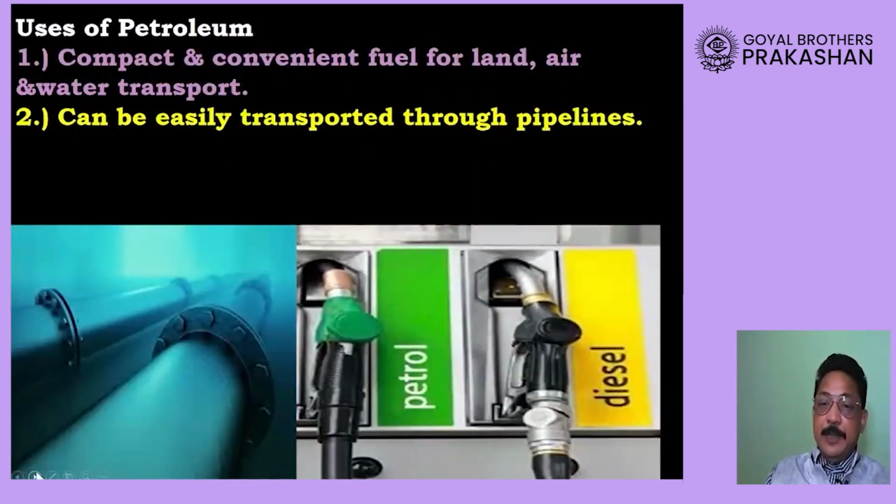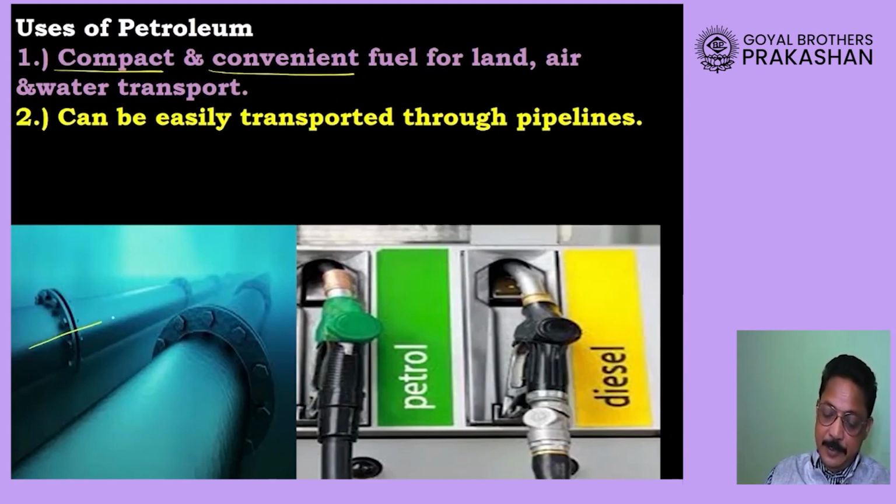Now, uses of petroleum. The first one is it is a compact and convenient fuel. We don't have to use very high technology to use it. We can use it in a very convenient way, very easily. Second thing, you can also transport this petroleum easily in a pipeline. You can see here, this pipeline is underwater. So when this petroleum is extracted from the depth of the sea, it can be easily transported through a pipeline.